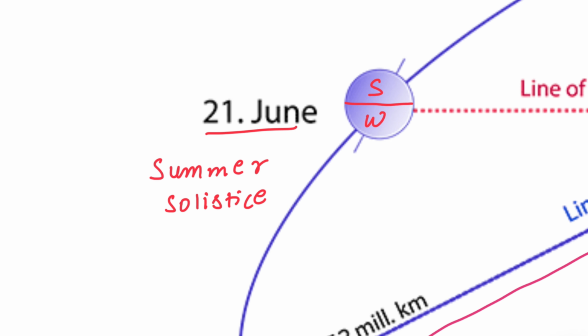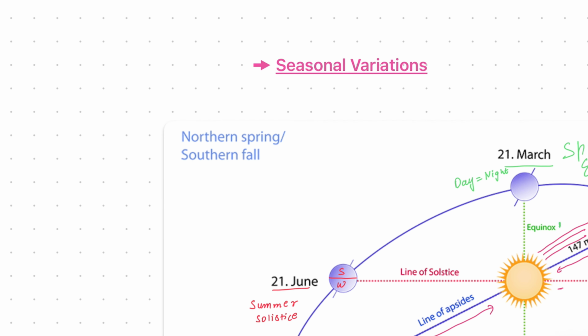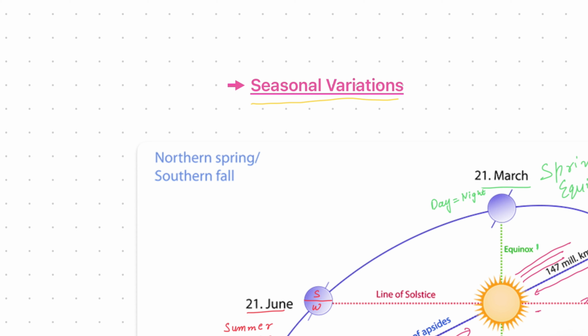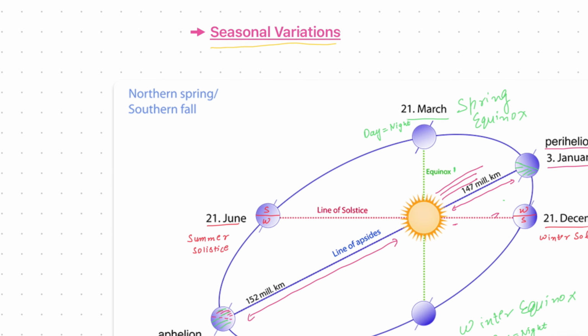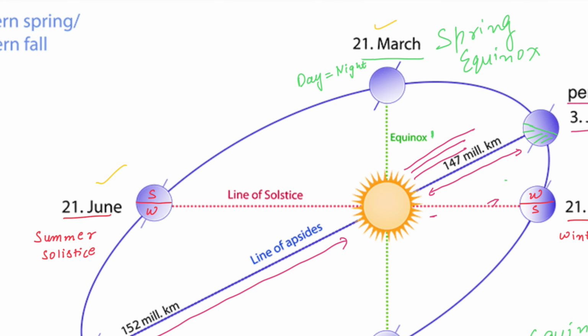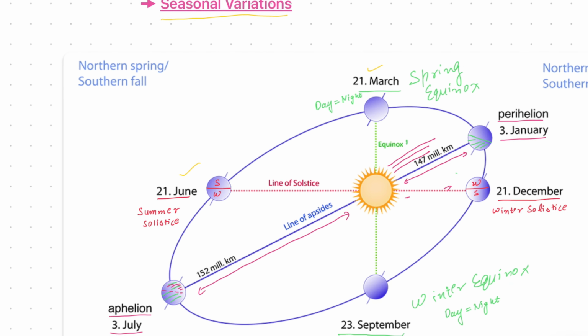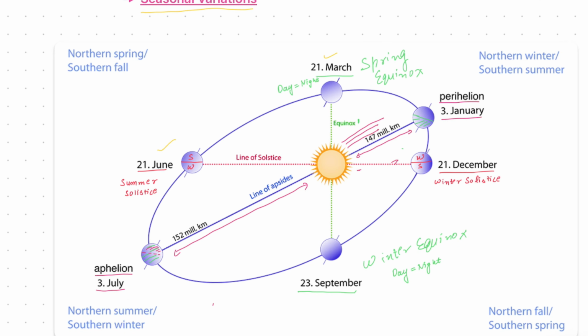Now I hope you guys got the concept of seasonal variation, why summer and winter occur, and things about equinox and solstice. And guys, do remember these dates, because questions related to dates can be asked in the exam, and the whole concept is very important for the exam. I'm sure there will be one or two questions in the exam related to this seasonal variation topic.